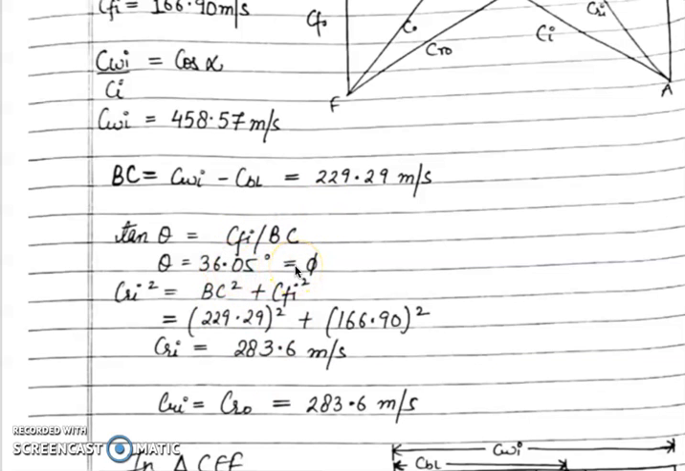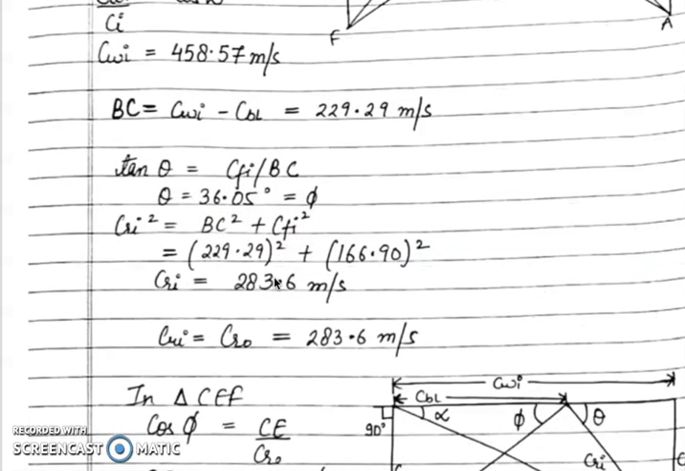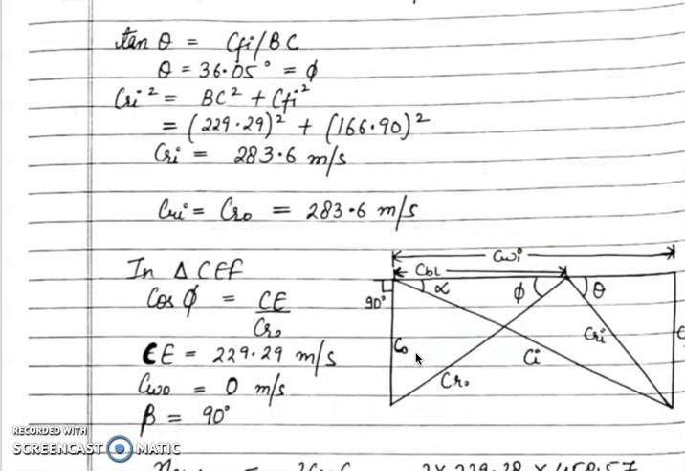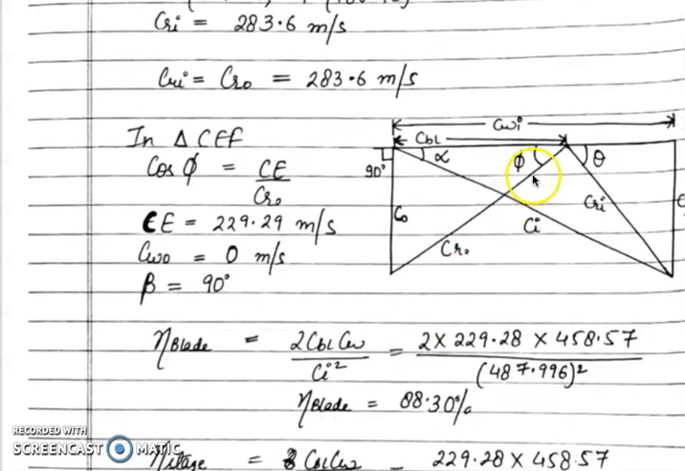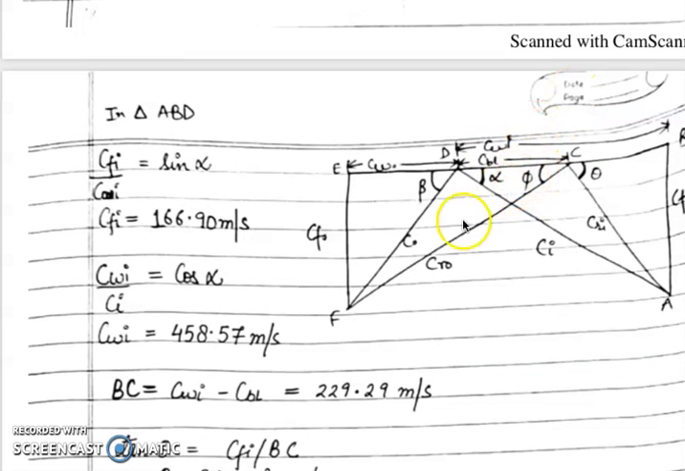Now in this question it is given that theta is equal to phi, so it is 36.05, both are equal to this only. It is also given that the blades are smooth, so Cri will be equal to Cr naught, hence this is 283.6 meter per second. By these calculations, when we see this triangle, the next one will be this one. Phi is known now, Cr naught is known now. So we have to calculate Ce and C naught and Cf naught.